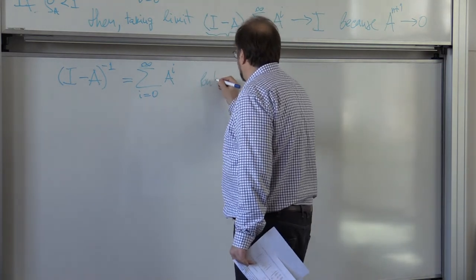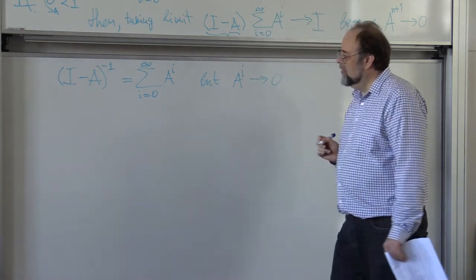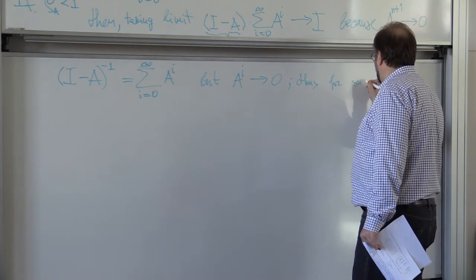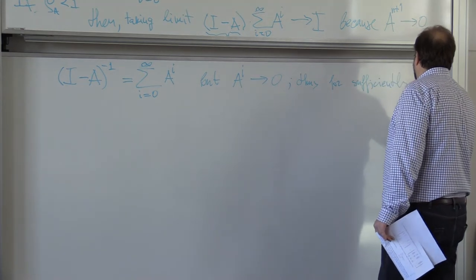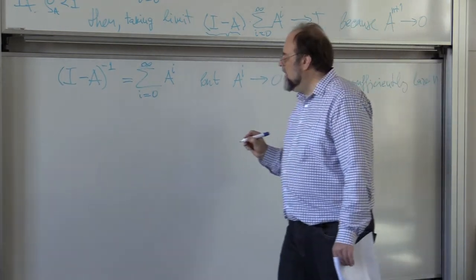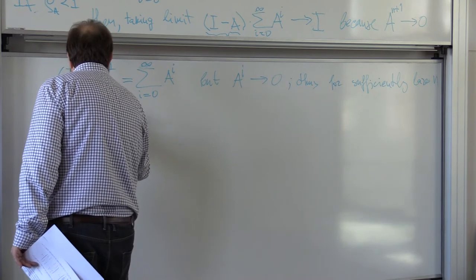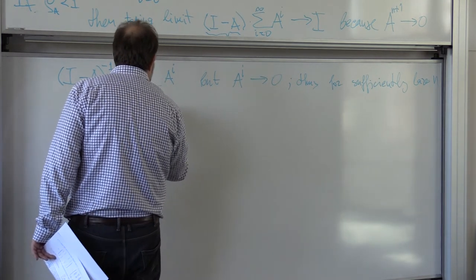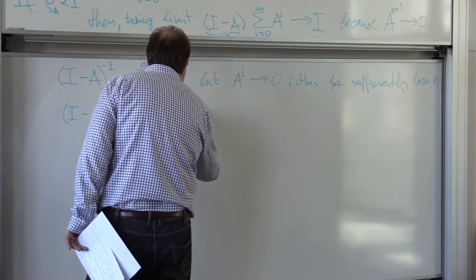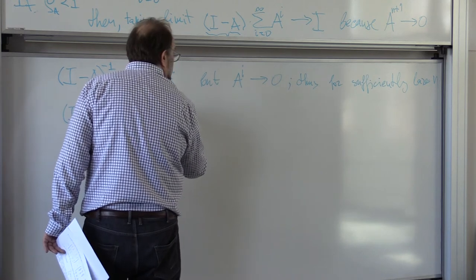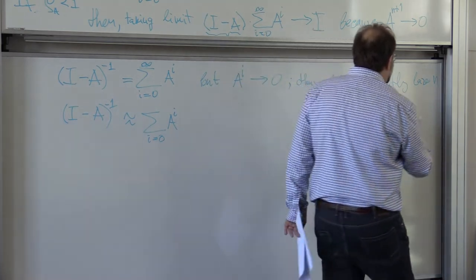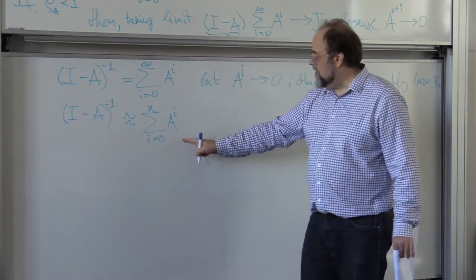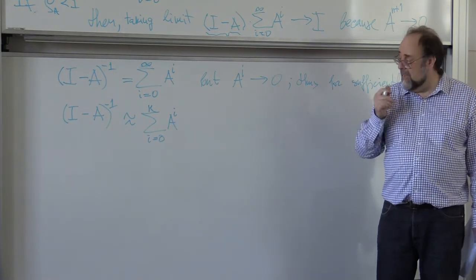But A to the i also goes to 0, right? For sufficiently large k, we in fact have that (I minus A) to the minus 1 is approximately equal to the finite sum, i equals 0 to k, of A to the i. For sufficiently large k, the inverse of this matrix is the sum of the powers.